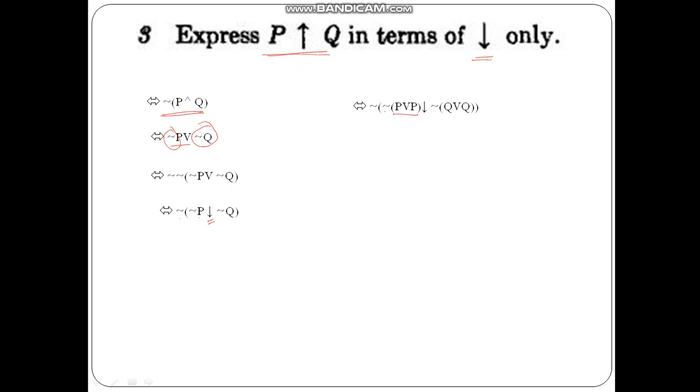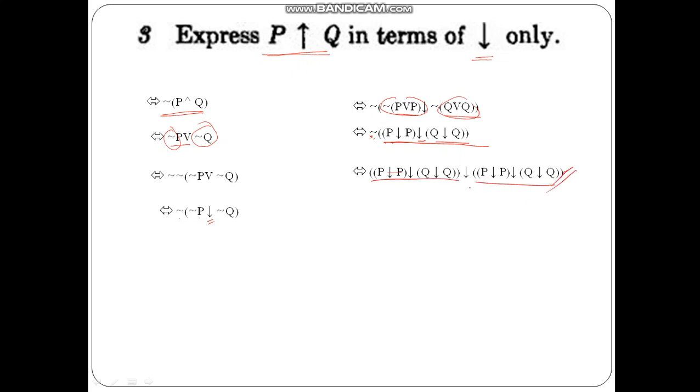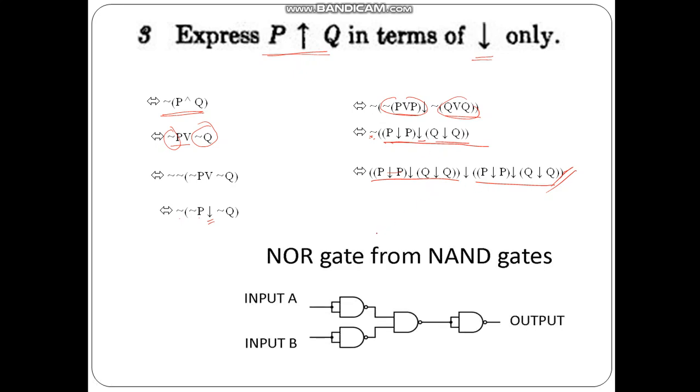not of P or P, not of Q or Q. This complete part is NOR, and this complete part is NOR. So I will write them in this way. This whole complete is not of P NOR P, NOR Q NOR Q. Again one single not is remaining, so I have to rewrite this two times. That is being done here. This is the first part, this is the second part, and this is the actual answer, NAND in terms of NOR.